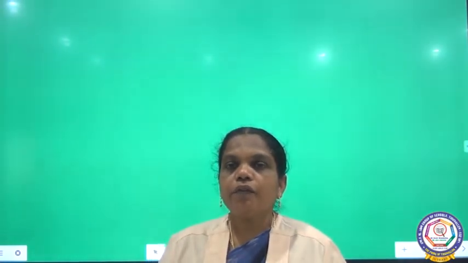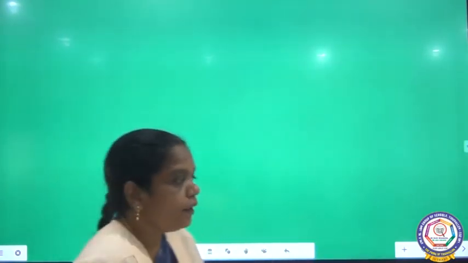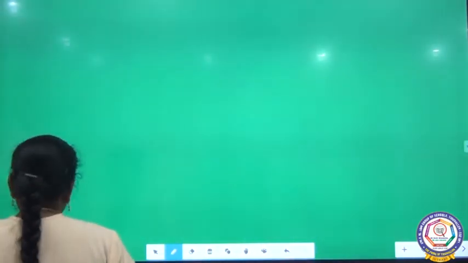Sri Gurubhyo Namaha, children. In this class we are going to see the reduction of metal oxide by using various reducing agents. First one is reduction of metal oxide by carbon.